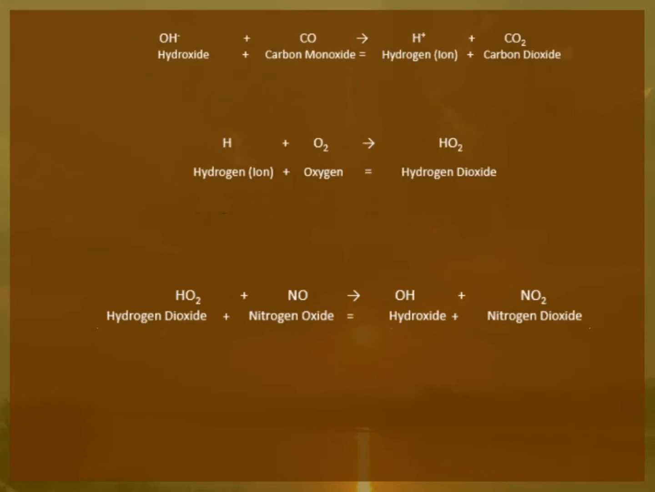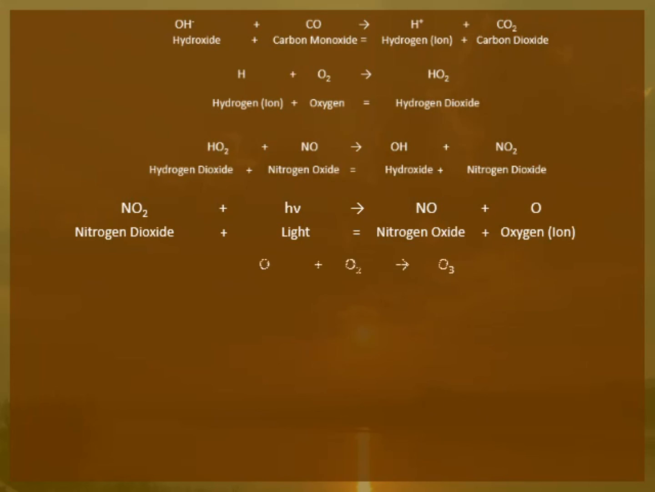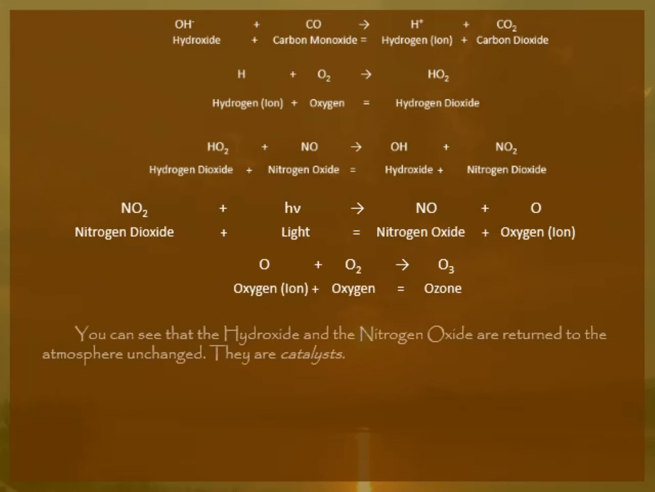So let's have a look at the last few steps of that process, shall we? As we said, once we have nitrogen dioxide, it can react with sunlight to form nitrogen oxide again and an oxygen ion. This oxygen ion can then react with a molecule of normal oxygen, and that could form O3 or ozone. And you can see here that the hydroxide and nitrogen oxide are returned to the atmosphere.